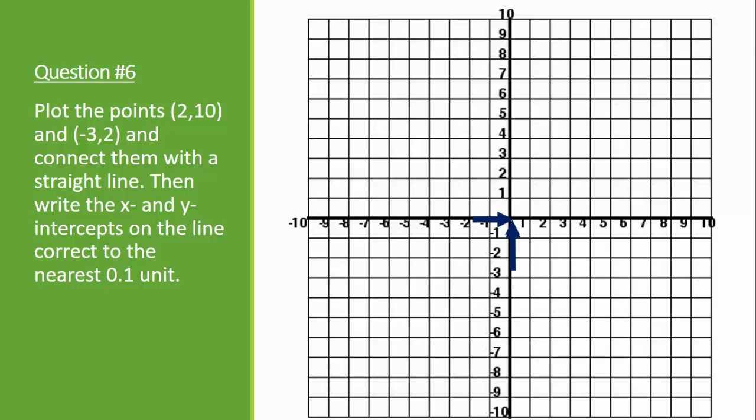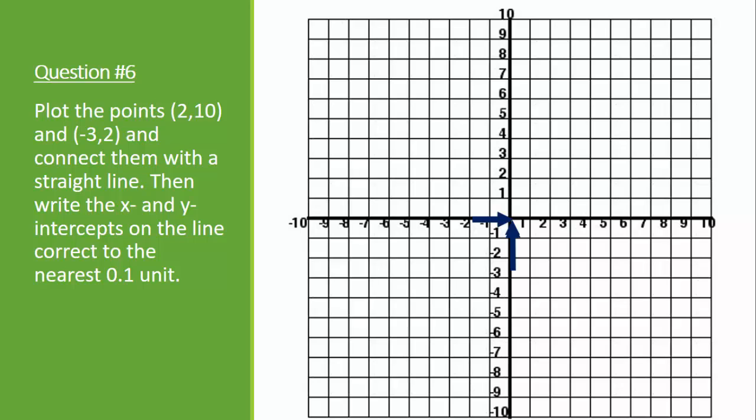Number 6, plot the points (2, 10) and (-3, 2), and connect them with a straight line, and then write the x and y intercepts on the line correct to the nearest tenth of a unit. Now, one of the things you're going to find with this PowerPoint presentation is that I can only be so precise. It's difficult because you can't actually place these images exactly where you'd like them. So there'll be a little bit of error, but I'm just trying to give you a general idea of how to do it. On your own graph paper with a sharp pencil and a nice straight edge, you should be able to do these within 0.1, or 1/10, of a unit.